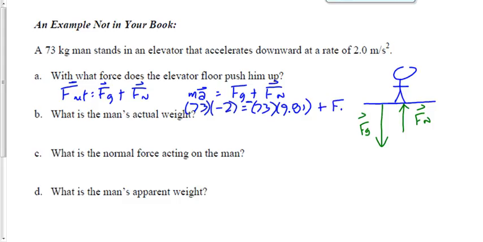And we're solving for the normal force, right? What force is the elevator floor pushing up on him with? That's the normal force. 73 times 2 is -146. 73 times -9.81 gives me -716.13. We're going to take the 716 over by adding. And we end up getting 570.